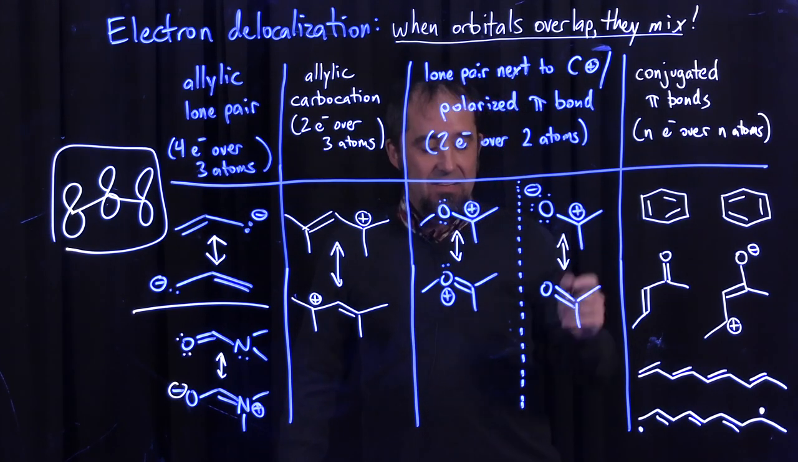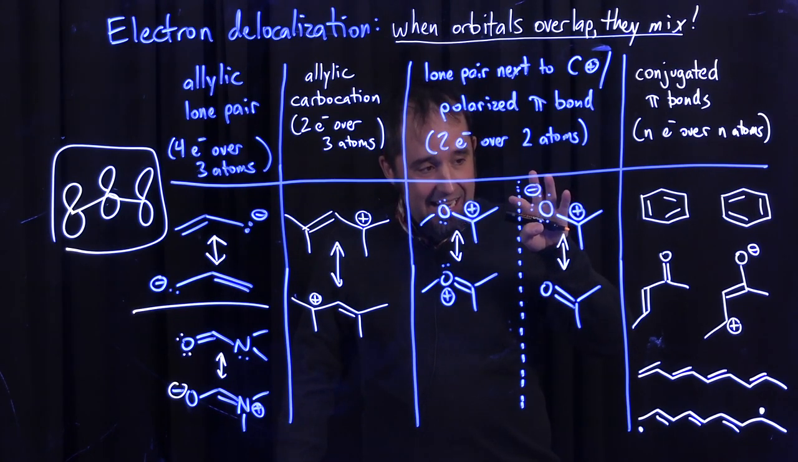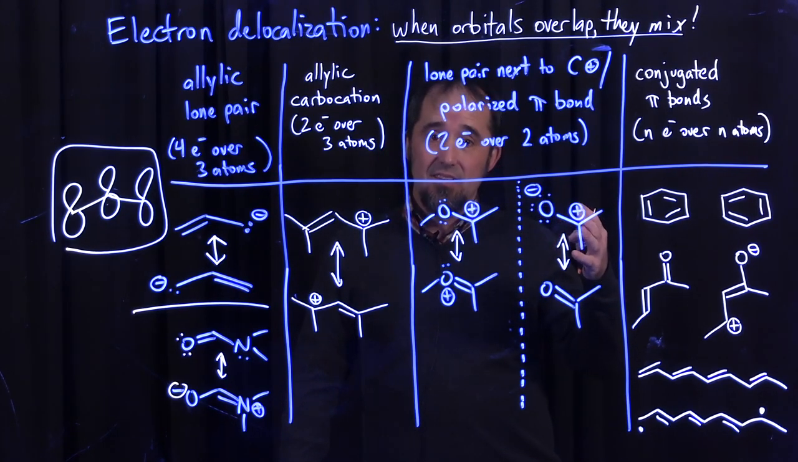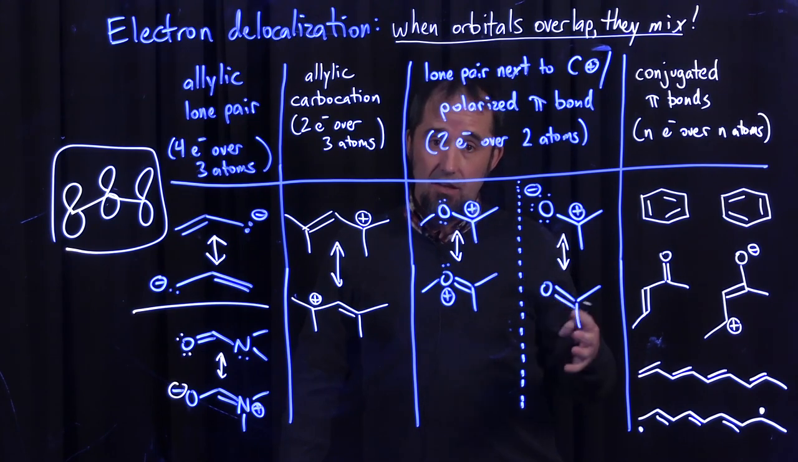What good is this? Obviously, this is a better representation, right? Everything is neutral, full octet, etc. But drawing it like the ionic form reminds us that that CO bond is polar.